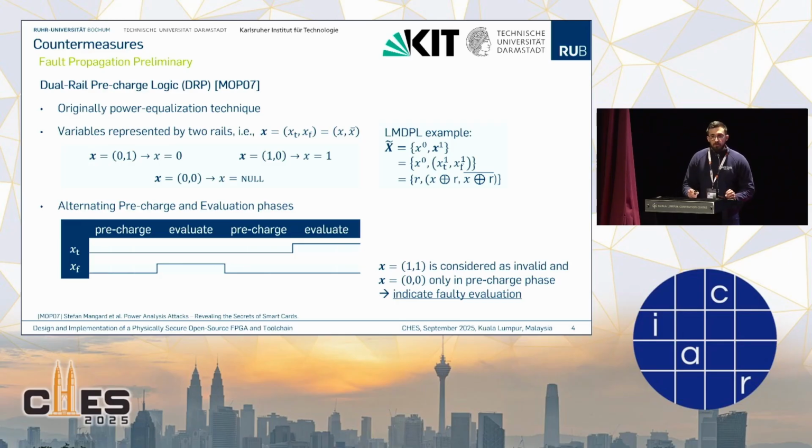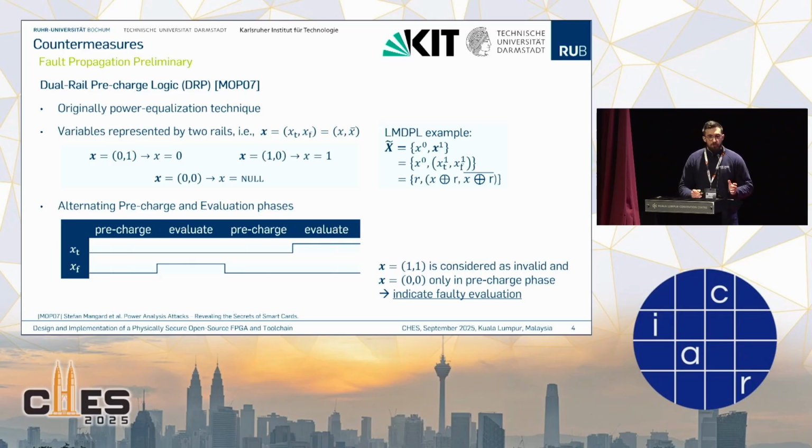Then we apply alternating precharge and evaluation phases to the circuit, as we can see in the example at the bottom. First, both rails are reset, and this holds true for all rails in the entire circuit composition. Then in the consecutive clock cycle, we apply the actual values so that we can do our computation.